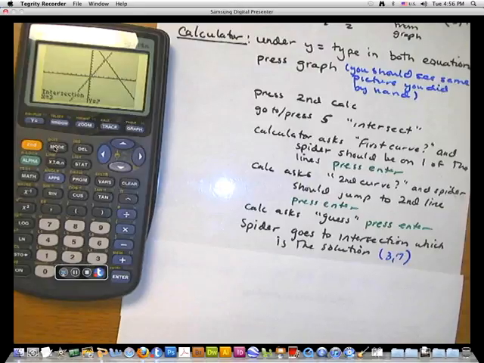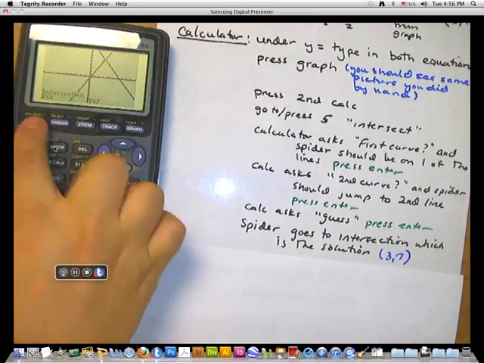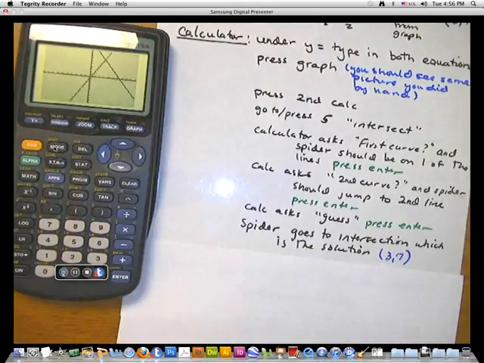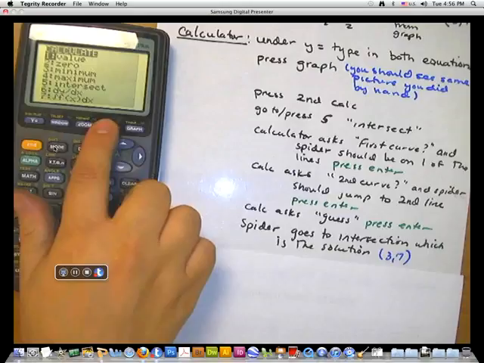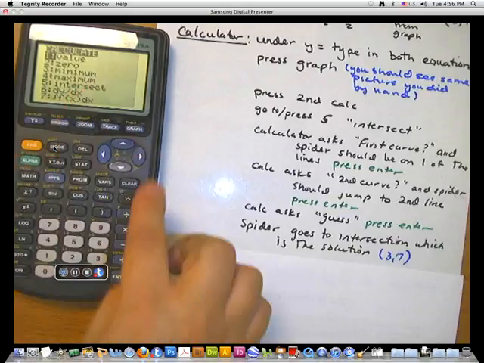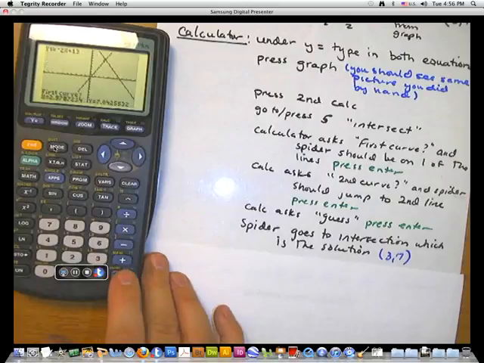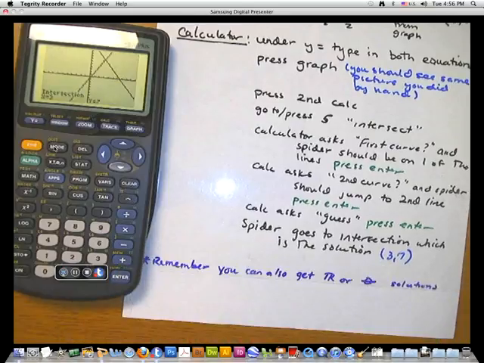So when you're using your calculator, you're going to put in the equations to y equals, graph it, go to second calculate, intersect, and then you're going to go through enter, enter, enter. First line, second line, are you sure? Yes, and there's your point.